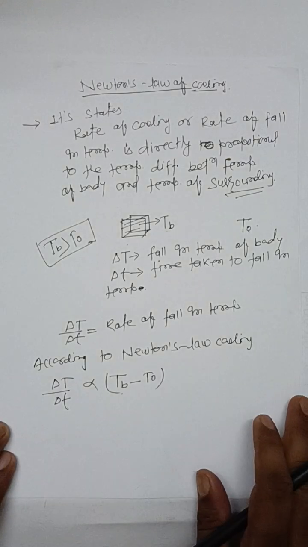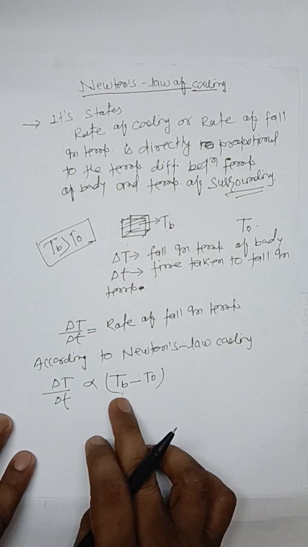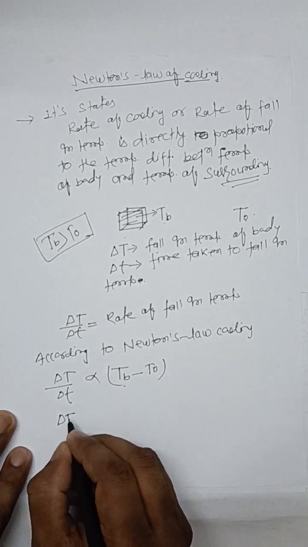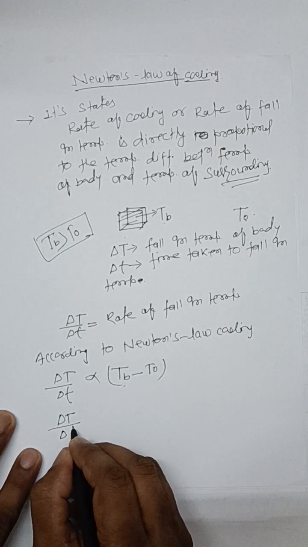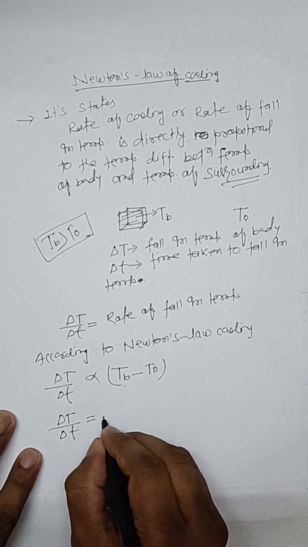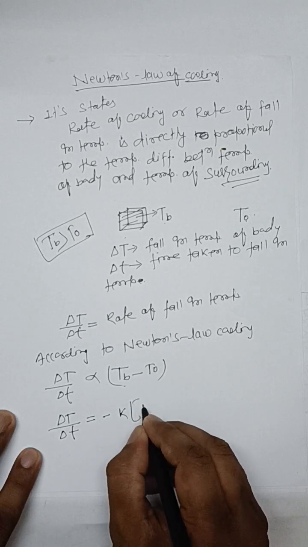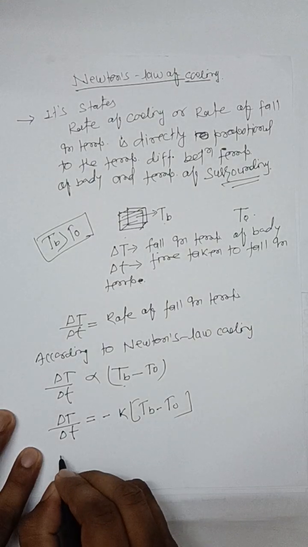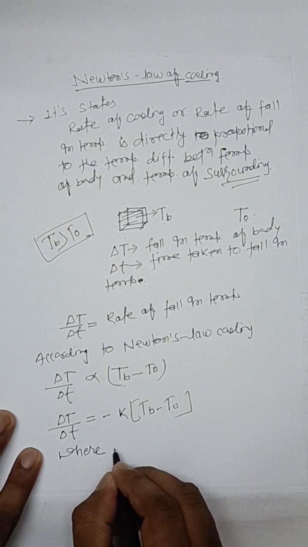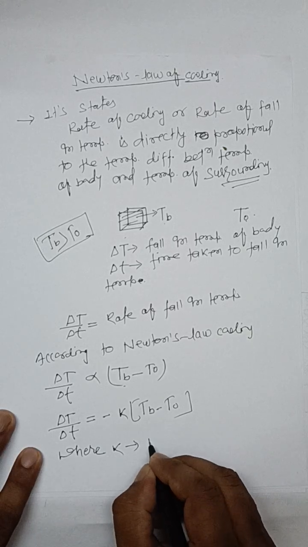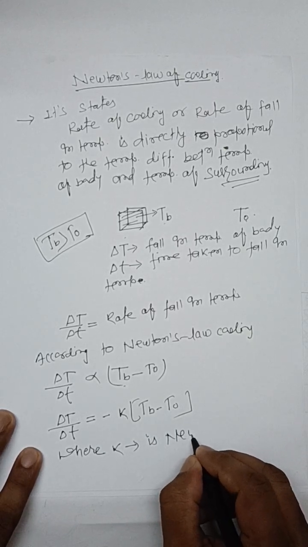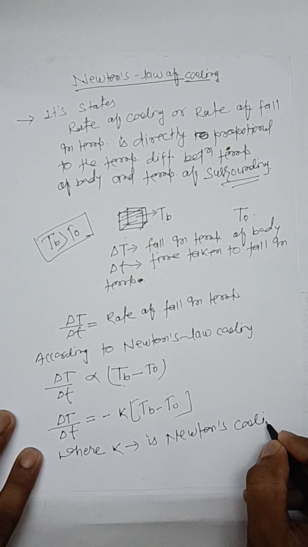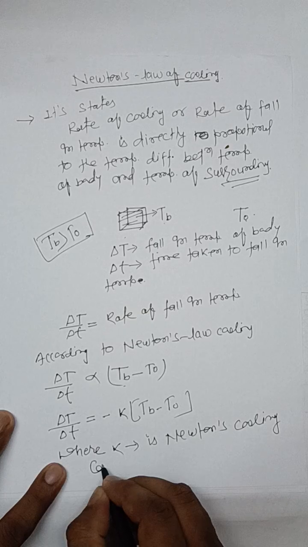So del T by del t is directly proportional to T_b minus T_0. Here we can say del T by del t equals minus K times T_b minus T_0, where K is Newton's cooling constant.